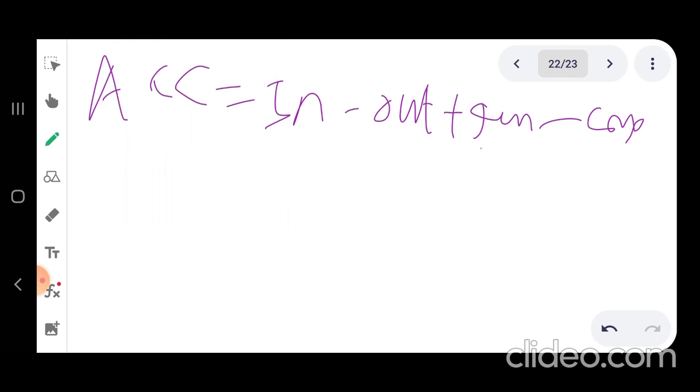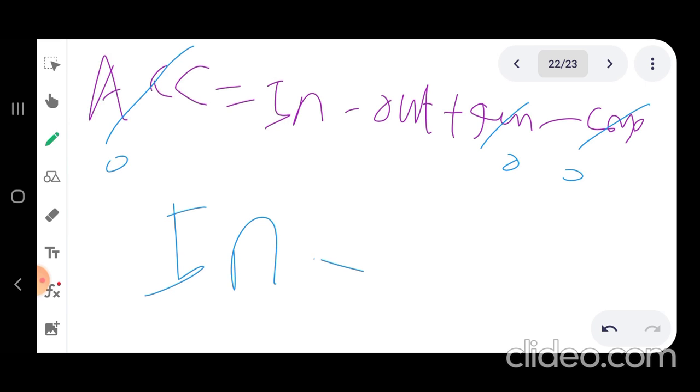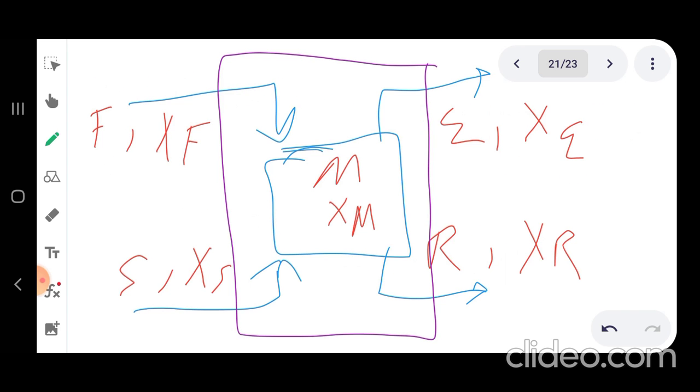And we don't have chemical reaction here, so generation and consumption are zero. And assume a steady state process, so accumulation is zero, so you end up with in equal to out. Okay, so let's look at the overall system. So what's the inlet and outlet? We have two inlets, F and S, and two outlets, which are E and R.